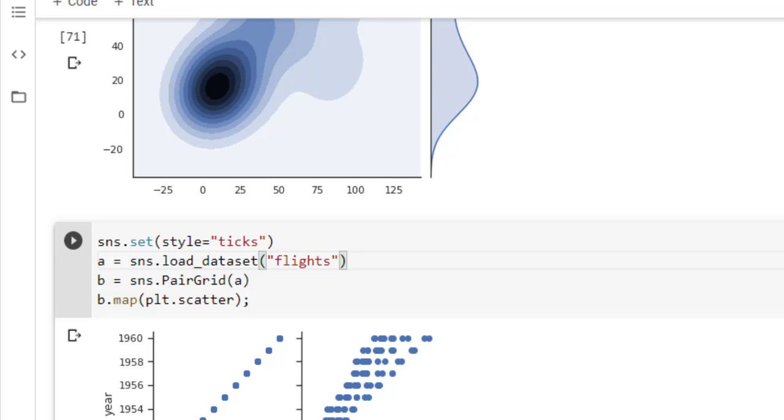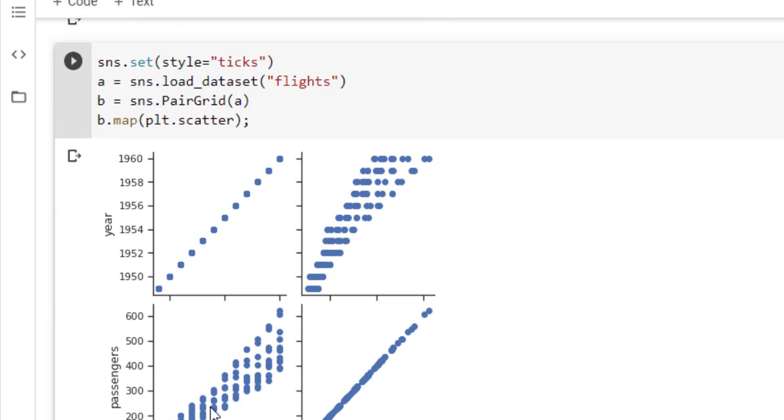Last but not the least, we plot a pair grid graph of passengers versus year, year versus year, year versus passenger, and passenger versus year. So this is like a pair grid graph we are plotting for the flight data sets.